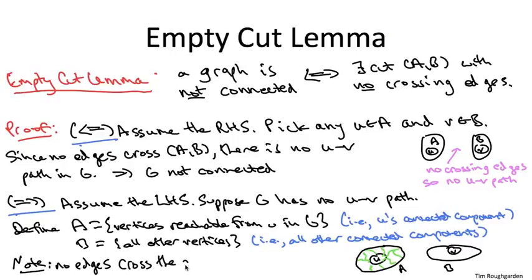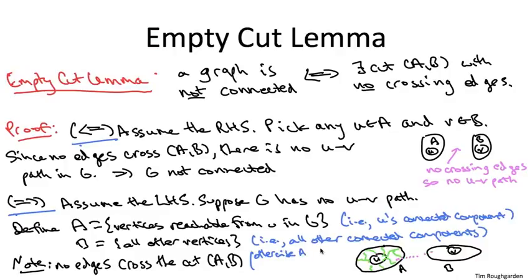All that remains is to notice that there are no crossing edges across this cut. And why is that true? Well, if there was an edge crossing the cut A, B with one endpoint in A, one endpoint in B. Well, by definition, there are paths from U to everything else in A. So if there was any edge sticking out of A, that would give us a path to some vertex in B. But B, by definition, are vertices not reachable from capital A.